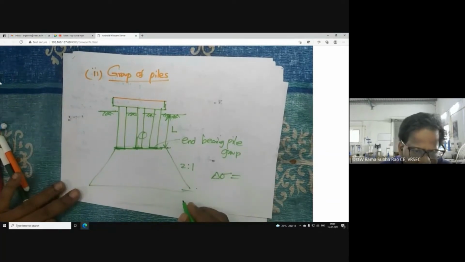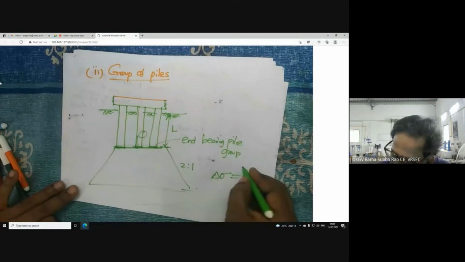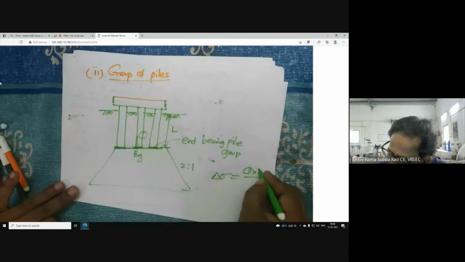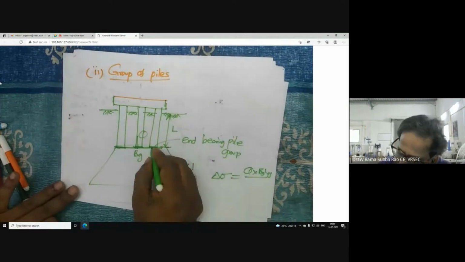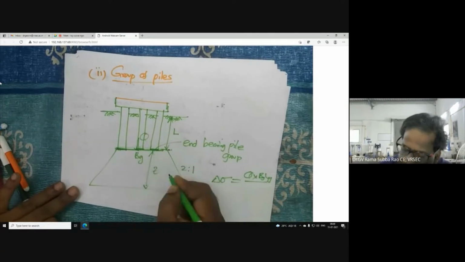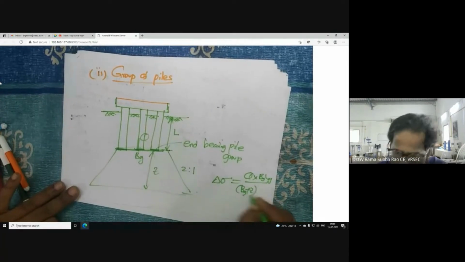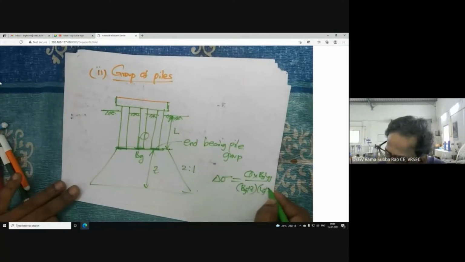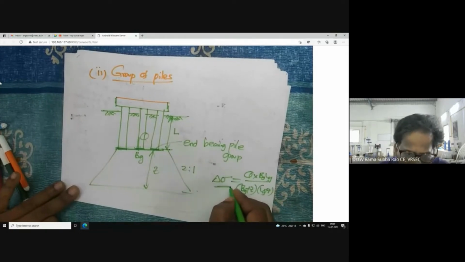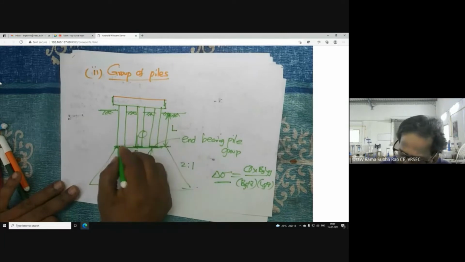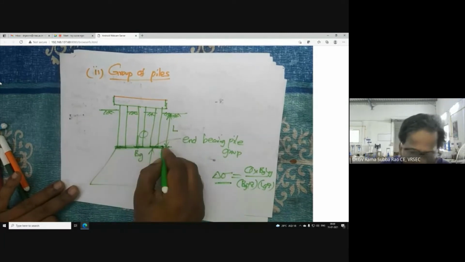Stress due to applied load, Q into BZ into LG. At any depth Z, I want to compute delta sigma. Someone can tell me: BG plus Z, LG plus Z. Now I got the stress due to applied load coming from the end of the piles.